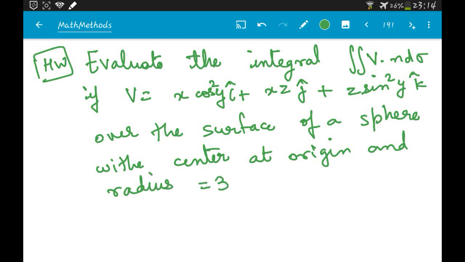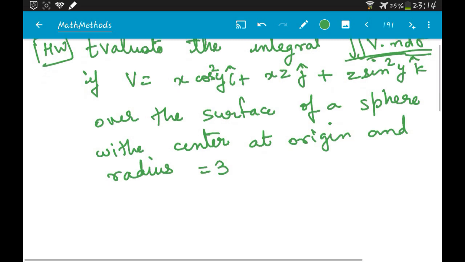Okay, so this is again your V dot n d sigma over the surface of the sphere. So when you use the divergence theorem, you can convert this integral into a triple integral, which is an integral over the volume, where the volume is basically the volume of the sphere. That is how you have to do it. So here you see V dot n d sigma, so you have to use your divergence theorem.